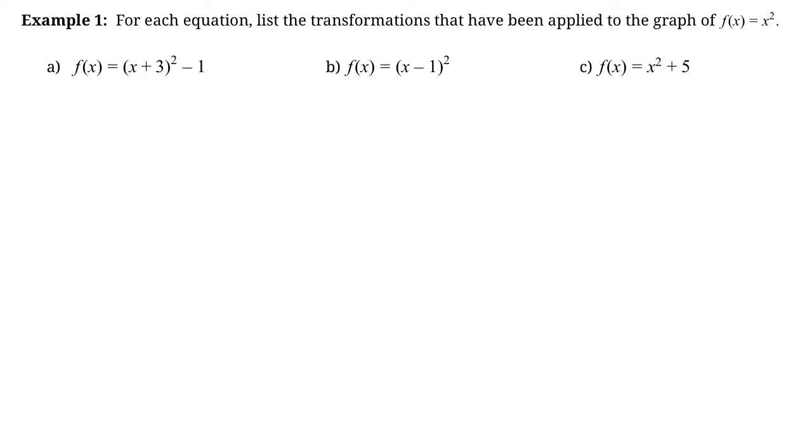So we're going to take a look at both of those translations, vertical and horizontal, and we're going to take a look at different equations of parabolas in vertex form, and we are going to list the transformations that have been applied to our original graph. So remember, our original function was y equals x squared, and now I've made some alterations to it and created 3 brand new equations. We're going to take a look at each one, and we're going to list out the way that the parabola has been changed.